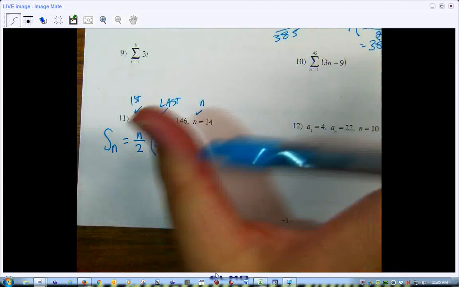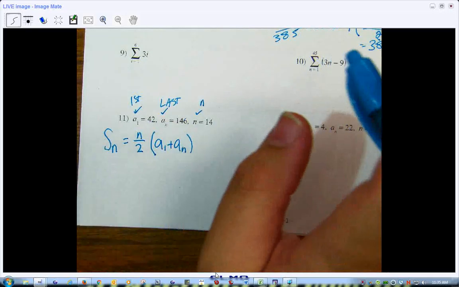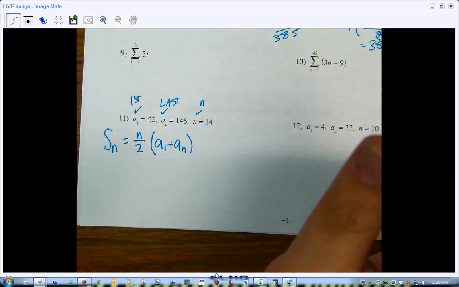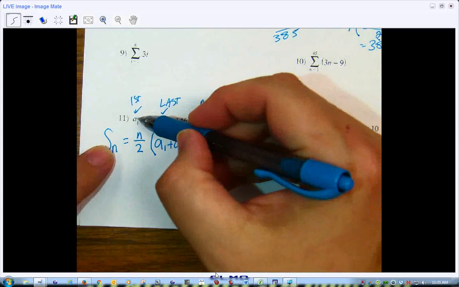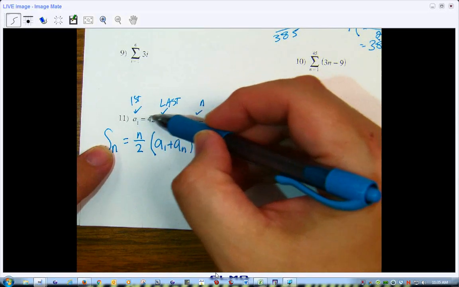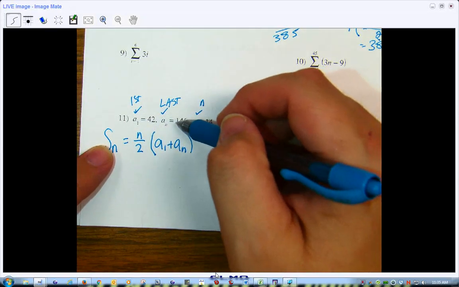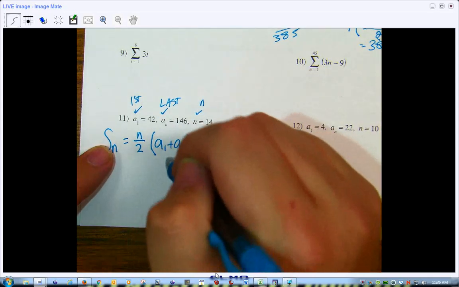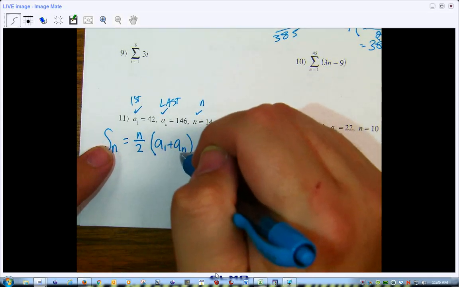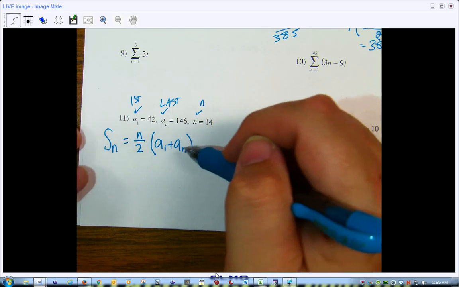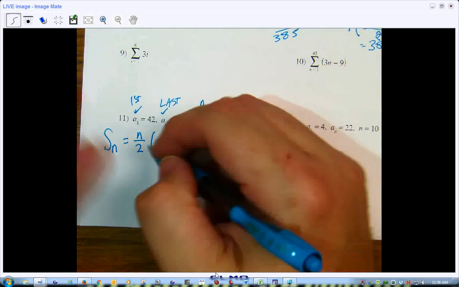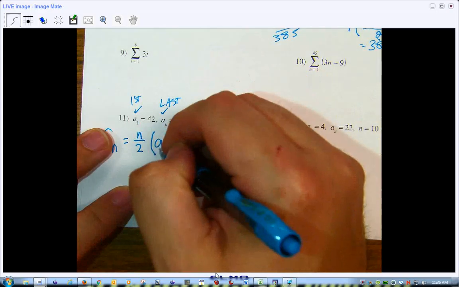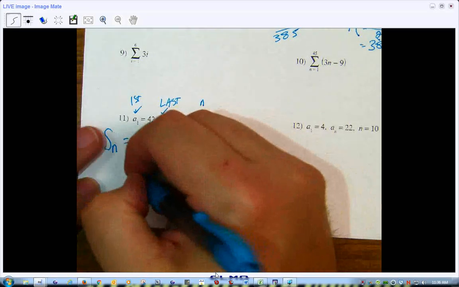All right, so let me reiterate that. If you know the first term in the series, and if you know the last term in the series, this is a formula you're going to want to use, because it has n, which we know, the first term and the last term. So it has everything that we need.